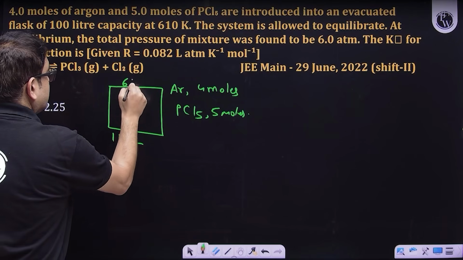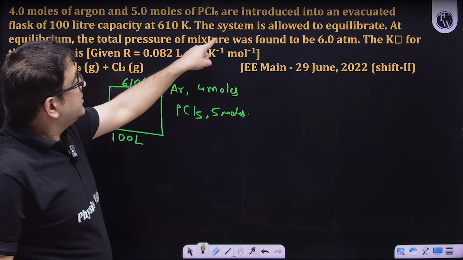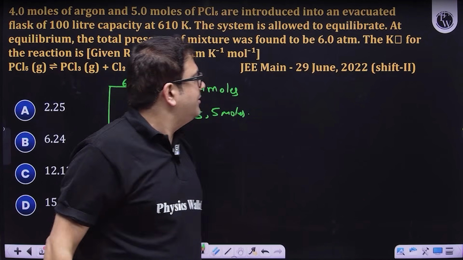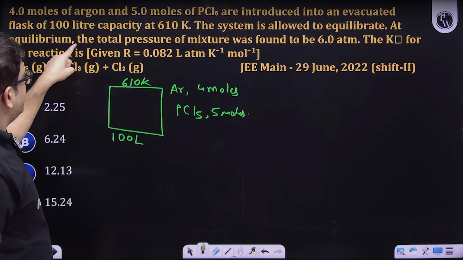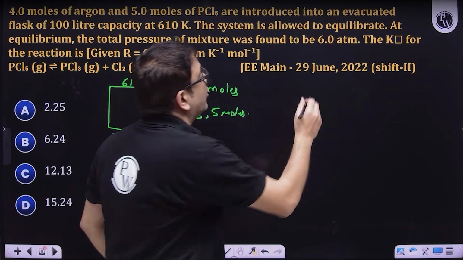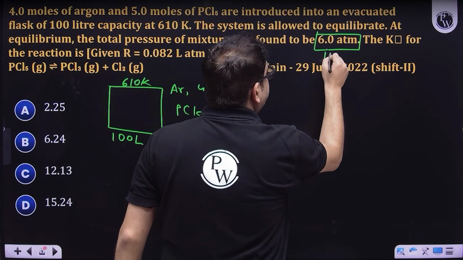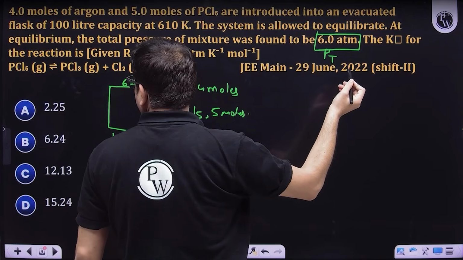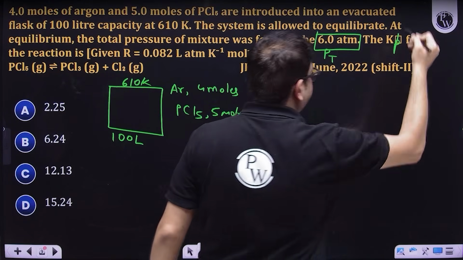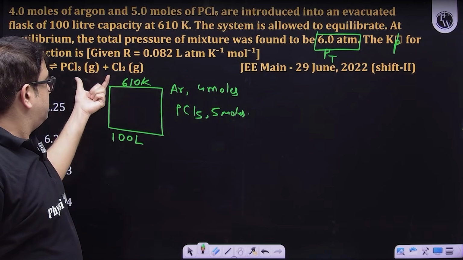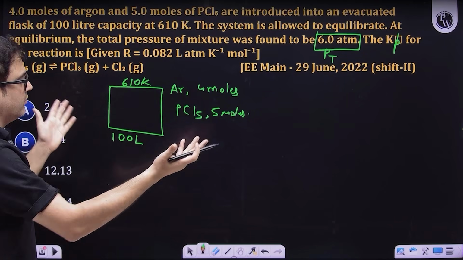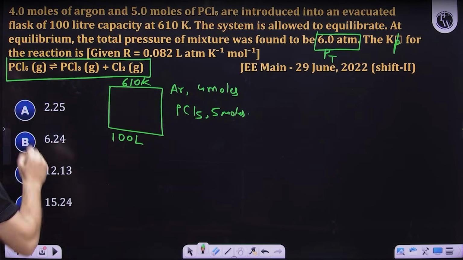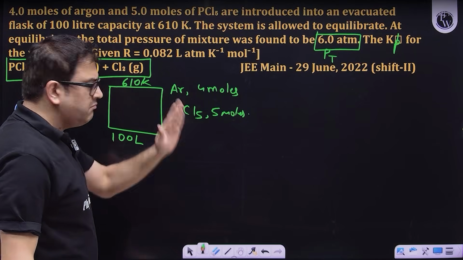Temperature is 610 Kelvin. Now, the system is allowed to equilibrate. Some reaction must be taking place and equilibrium will be reached. At equilibrium, the total pressure of the mixture is given. The K, because it is gaseous, will be Kp. The Kp for the reaction is asked, and R is given. The reaction is also given, and stoichiometrically it is balanced 1, 1, 1.